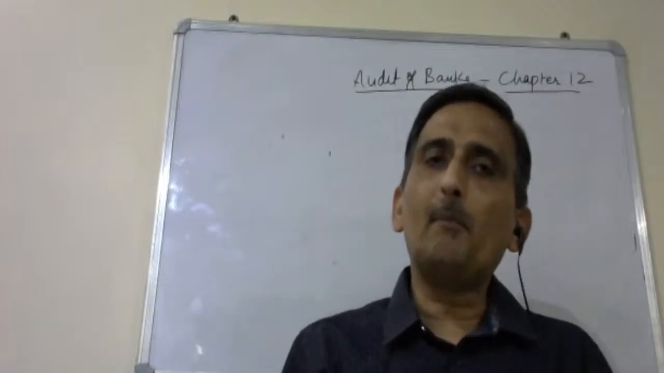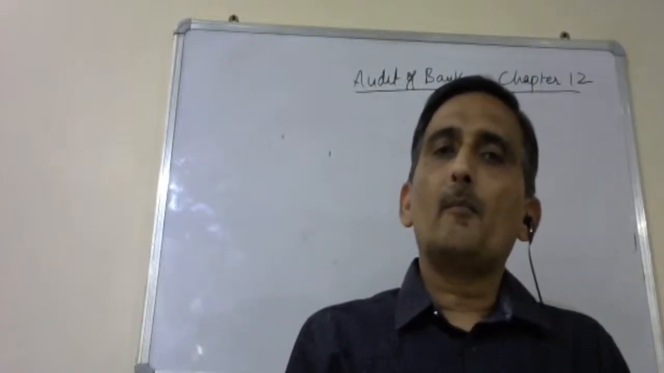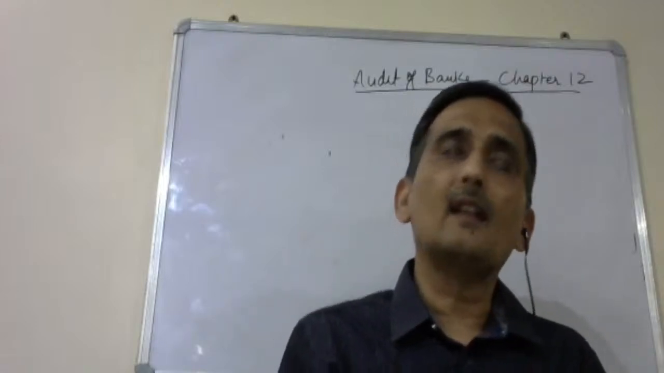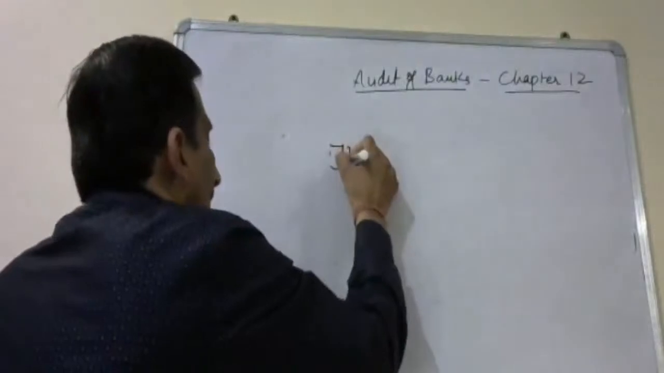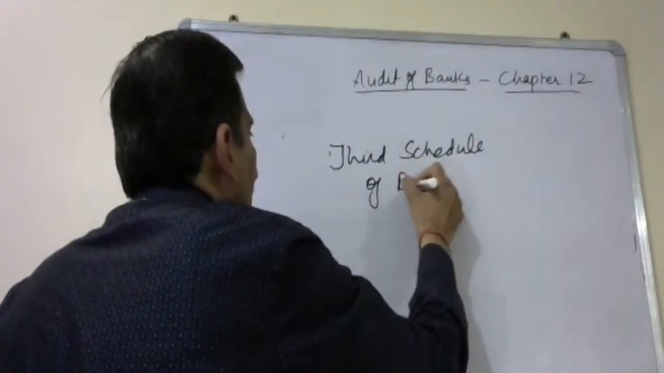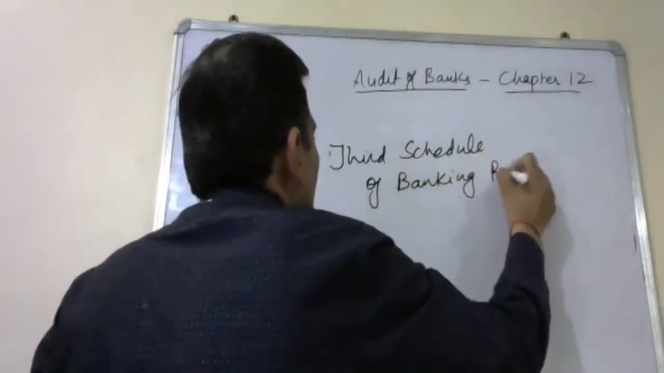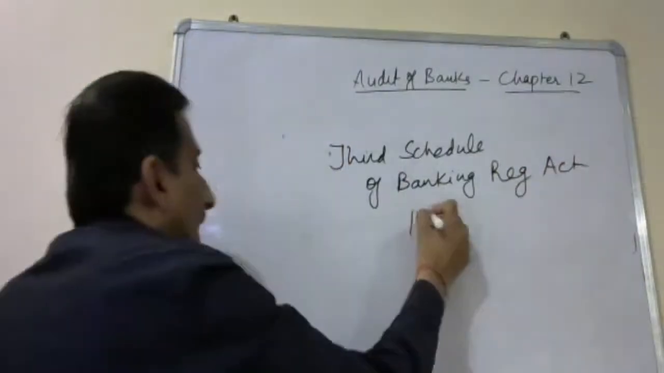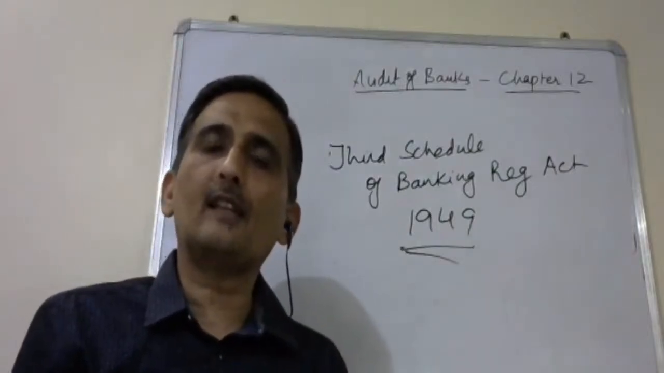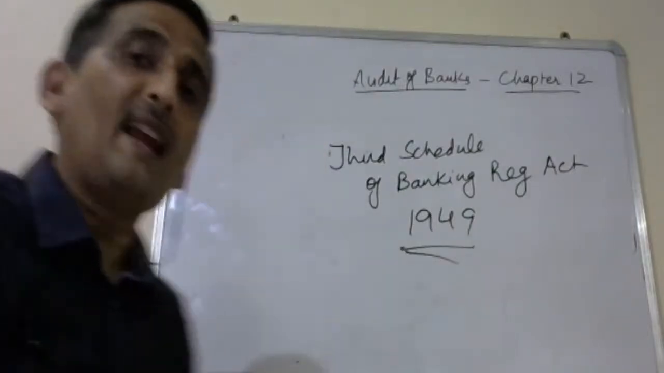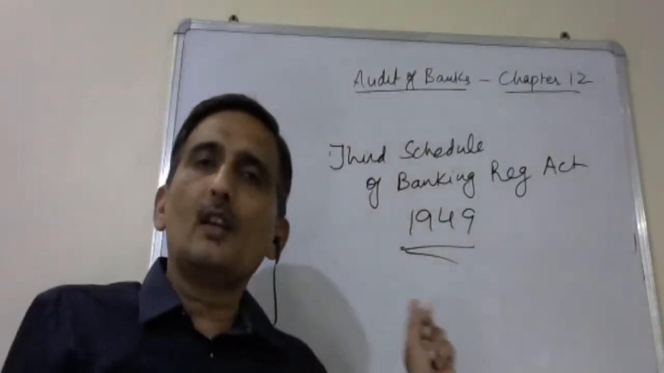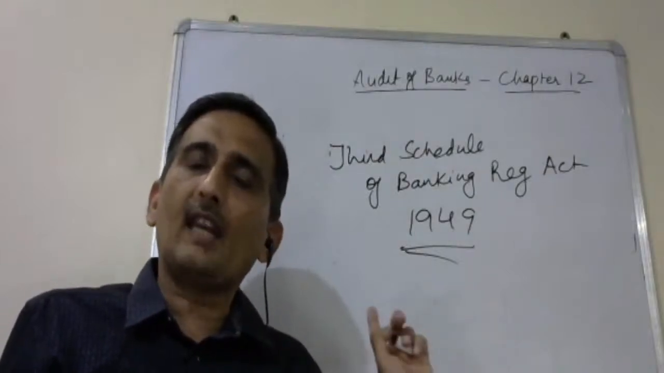Now students, you have to remember that the balance sheet of a bank is to be prepared in accordance with the Third Schedule of the Banking Regulation Act, 1949. It is not the same as Schedule 3 of the Companies Act 2013. That format does not apply to banks. The bank's balance sheet is prepared in accordance with the Third Schedule to the Banking Regulation Act 1949.